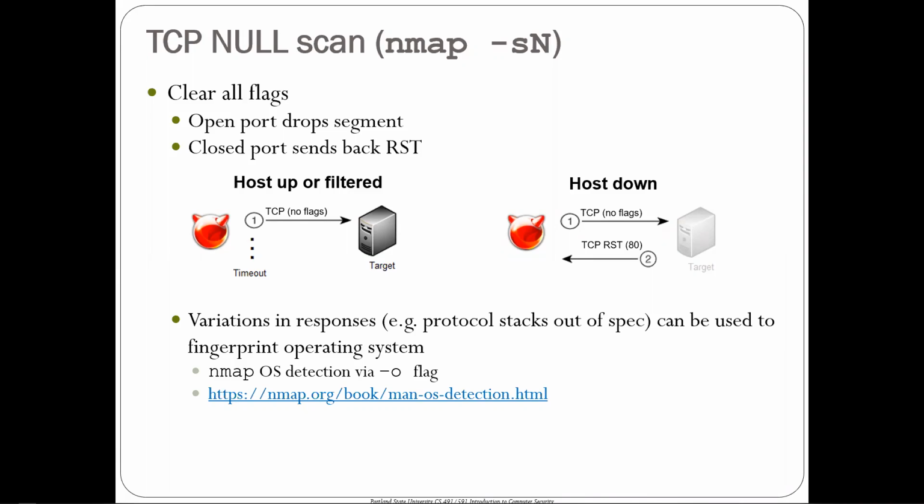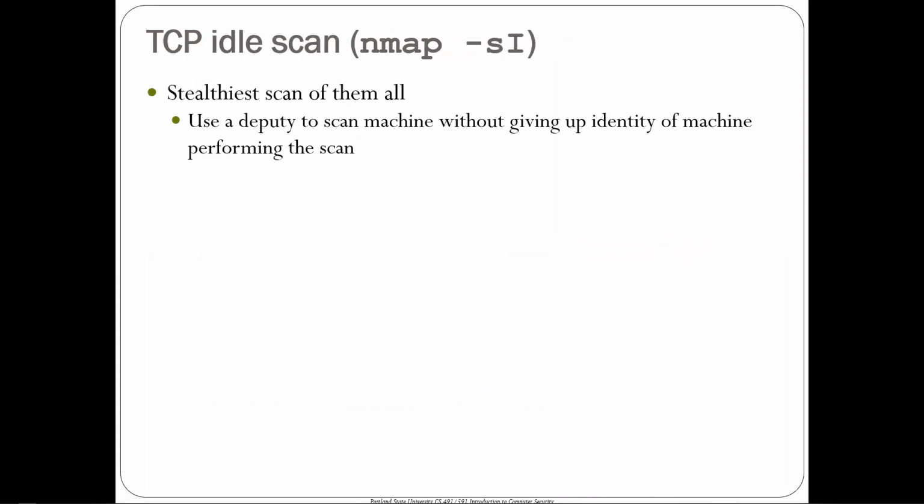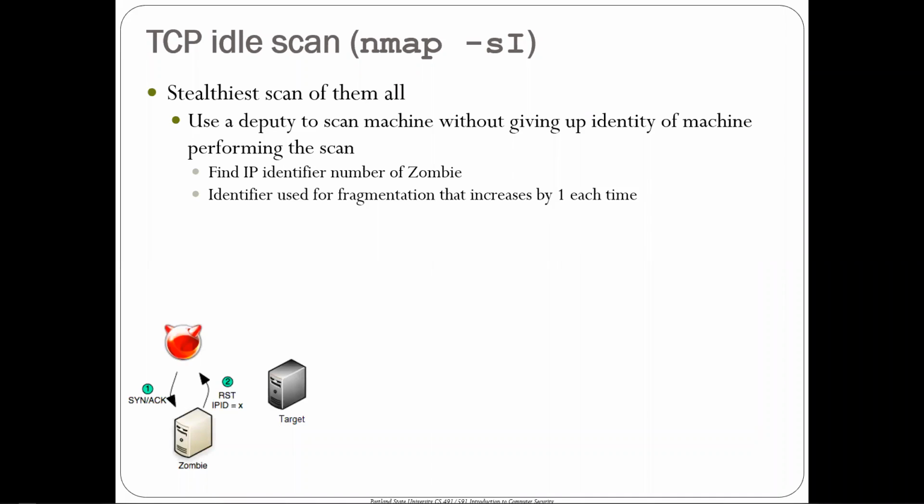Okay. So that leads us to the stealthiest scan of them all. At least according to me, this is the stealthiest scan of them all. This is the idle scan. The idea is to use a deputy to scan the machine so that you don't have to give up your identity as the person performing the scan. So how does this work? The first step is you have to find a zombie that can basically act as your deputy. Any machine that's up on the network is fine.